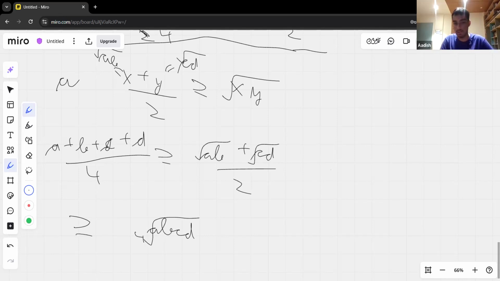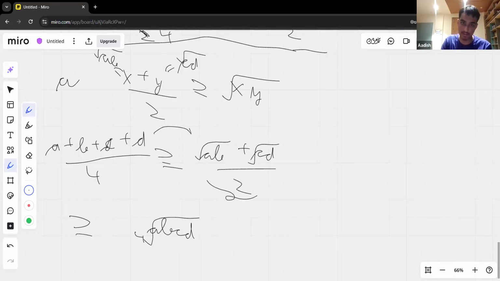Okay. This is the whole chain of inequalities. Now suppose that (A plus B plus C plus D) by 4 is equal to the fourth root of ABCD. Now, if these two are equal, then this quantity, which is in the middle of both of them, also has to be equal to both of them.